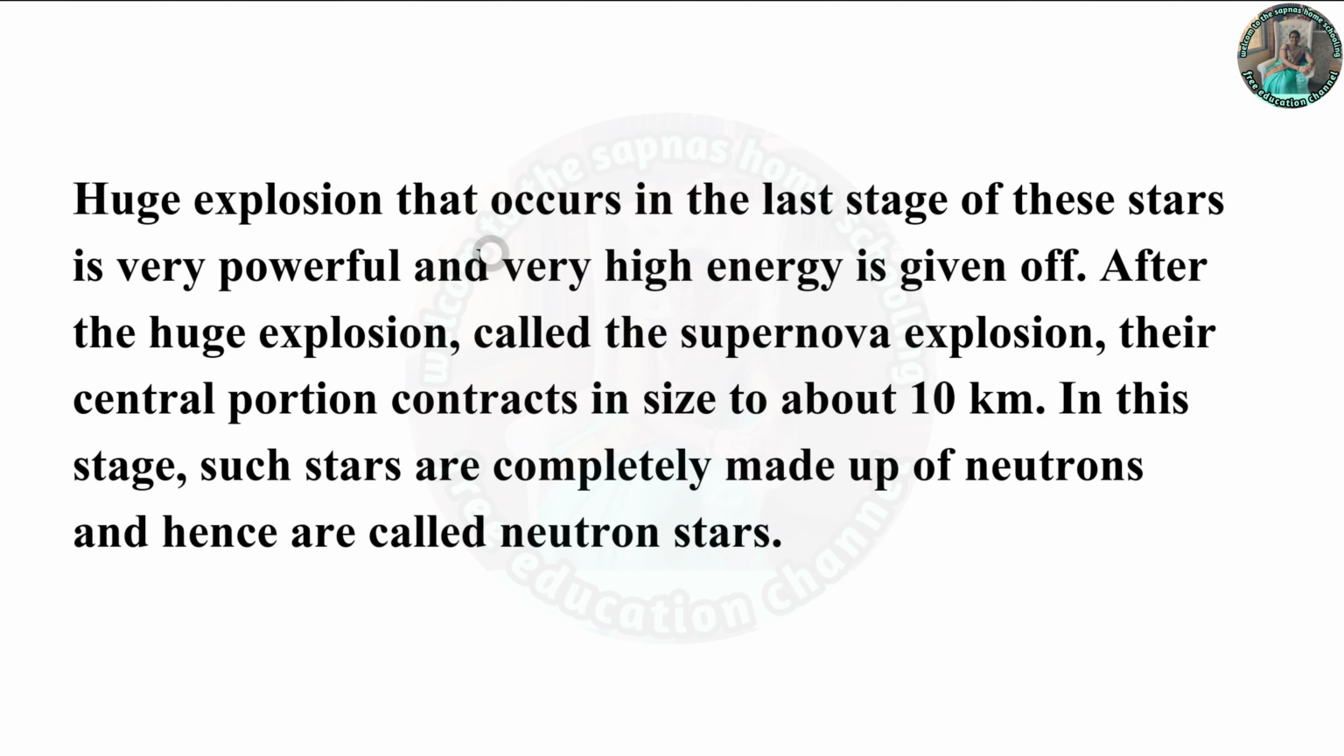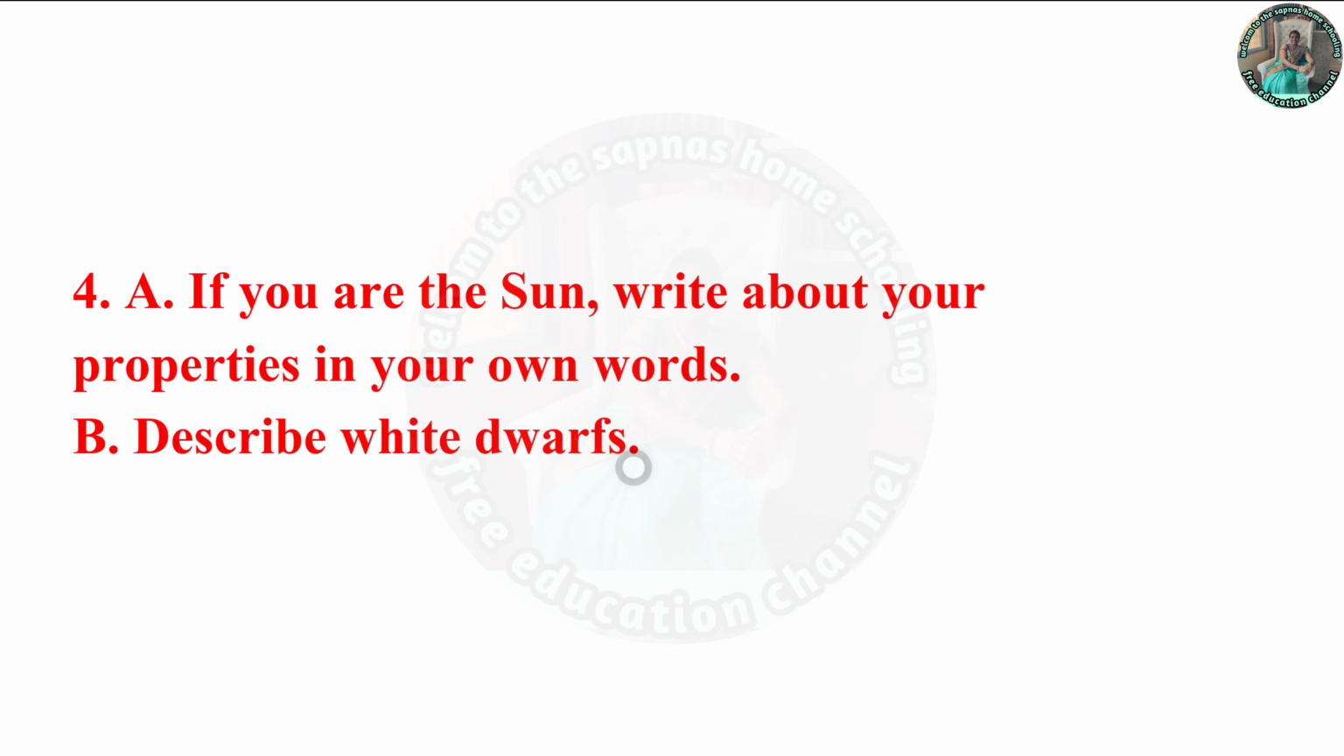The huge explosions that occur in the last stage of these stars are very powerful, and very high energy is given off. After the huge explosion called the supernova explosion, their central portion contracts in size to about 10 kilometers. In this stage, such stars are completely made up of neutrons and hence are called neutron stars.